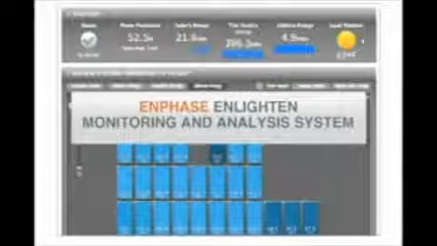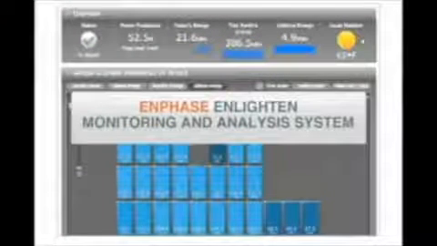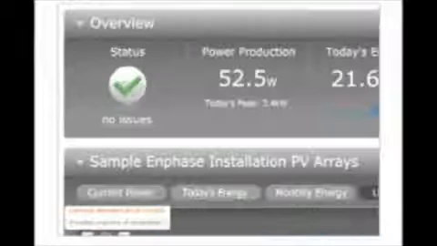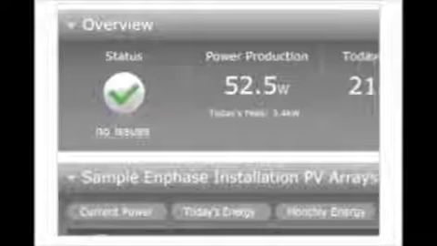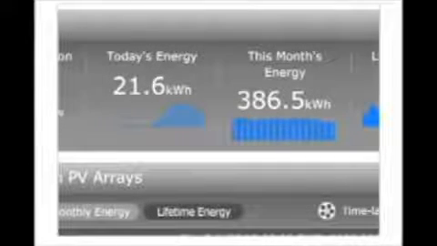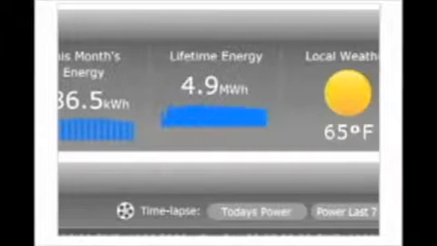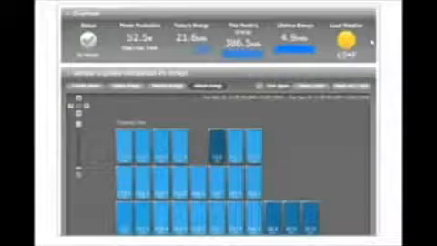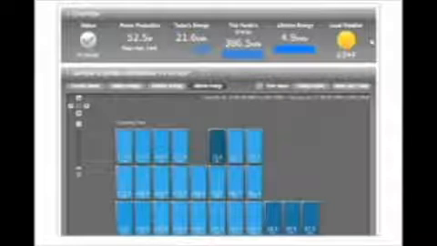The Enphase Enlighten Monitoring and Analysis System. At the top of the screen there is an overview of the installation. This shows a summary of the current power production, the energy produced for the day, for the month, and for the lifetime of the system. This is the level of information available with most traditional monitoring systems on the market.